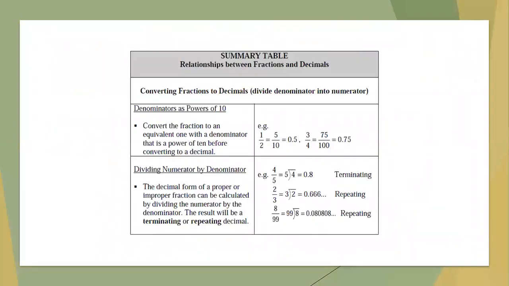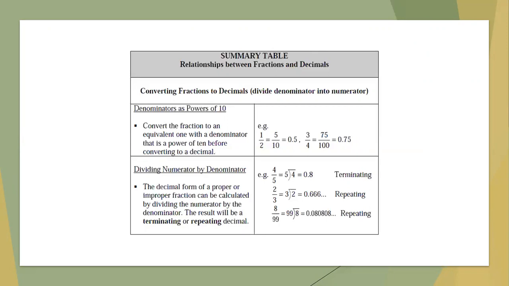Summary table. Relationships between fractions and decimals. Converting fractions to decimals: divide denominator into numerator. So denominators as powers of 10, like we just said. When you have a denominator and it can go into 100, you want to convert that denominator to 10 or 100, to something that's a power of 10. So convert the fraction to an equivalent one with a denominator that is a power of 10 before converting to a decimal. So 1 over 2 equals 5 over 10, 0.5. 3 over 4 equals 75 over 100, which equals 0.75.